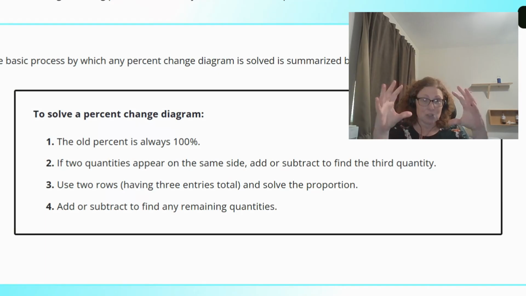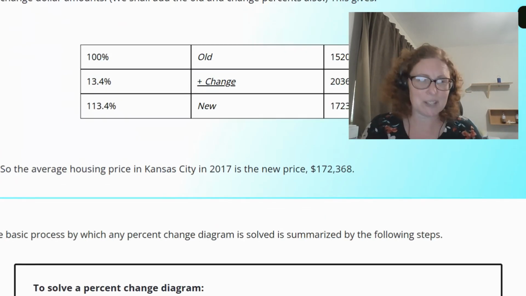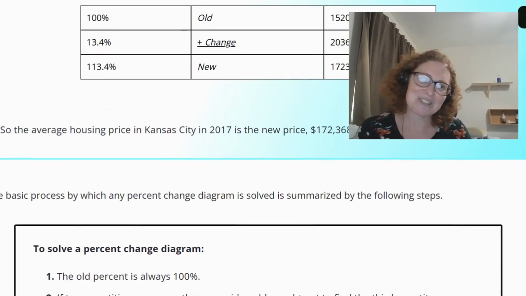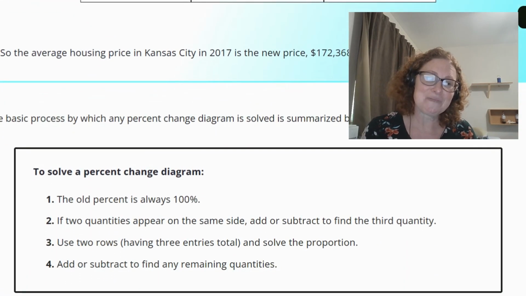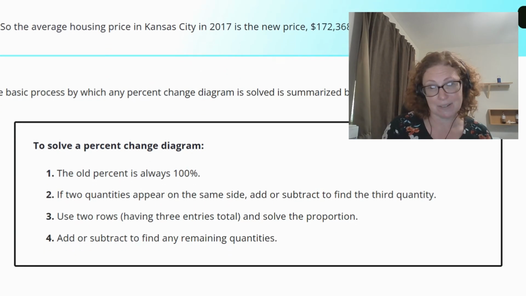The little diagram, setting it all out. The old percent is always 100. Okay. If two quantities appear on the same side, add or subtract to find the third quantity. So, again, what that means is the ones on the left-hand side is what you add or subtract, and the ones on the right-hand side is what you add and subtract. Okay? Use two rows and solve a proportion.